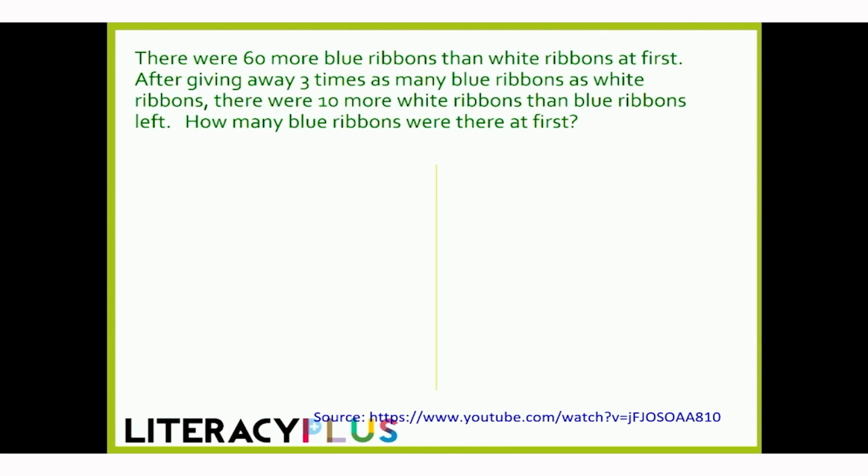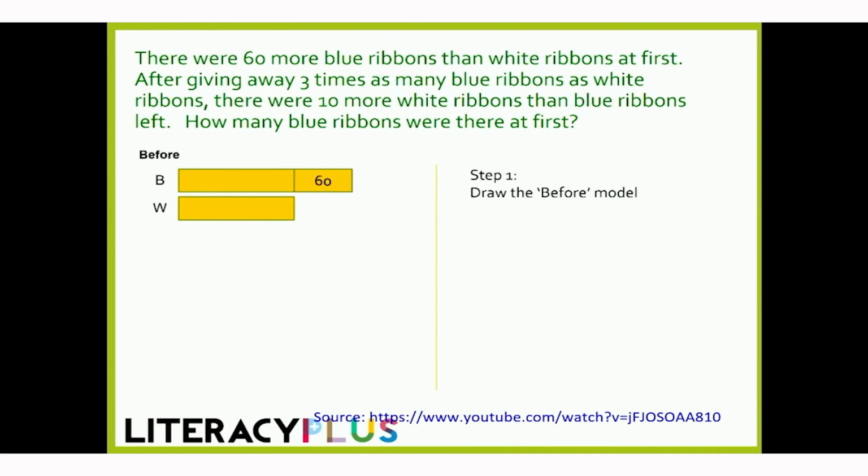Hello, boys and girls. Today, we're going to do a before and after model concept. First, let's take a look at the question. There were 60 more blue ribbons than white ribbons at first. After giving away 3 times as many blue ribbons as white ribbons, there were 10 more white ribbons than blue ribbons left. How many blue ribbons were there at first? Step 1. Let's draw the before model. So there are 60 more blue than white. Step 2. We draw the after model. There were 10 more white than blue.